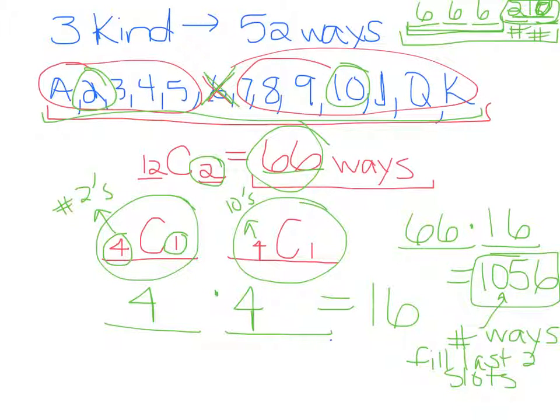I'm going to take that answer and multiply it by the number of ways I can get my 3-of-a-kind, and that will give me the total number of ways I can get a 3-of-a-kind and then fill the last 2 slots with different cards. And I'm going to calculate that on the next slide.